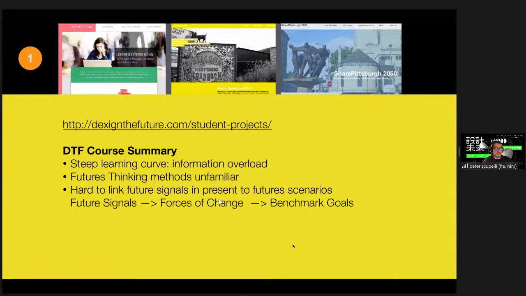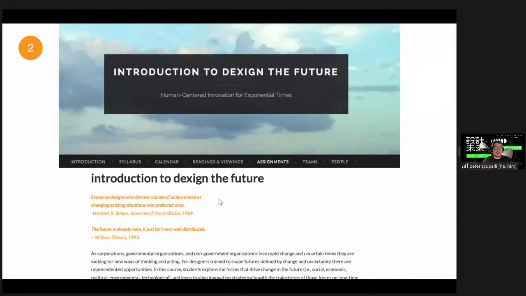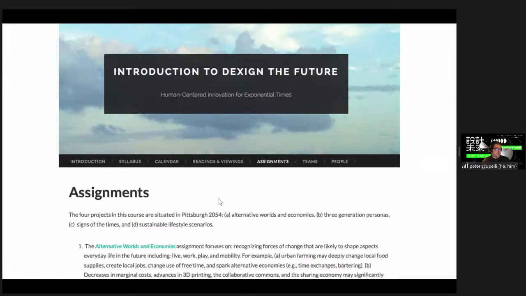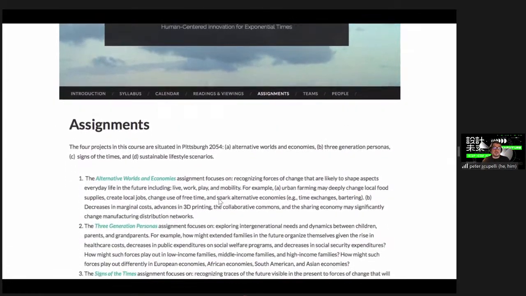So the struggle that they had led me to develop a second class, which I called Introduction to Design the Future. And the idea here was to focus on getting deep into the topics necessary to understand the social, technological, economic, environmental, and political forces of change. So we read articles and watched online book author talks as the way to get high-level understanding of multiple perspectives. The assignments were to take the ideas and perspectives discussed in class and inject those into design the future scenario processes.